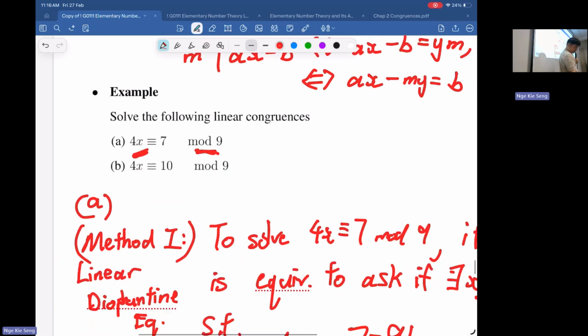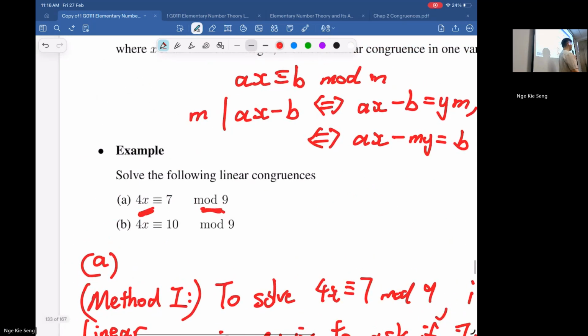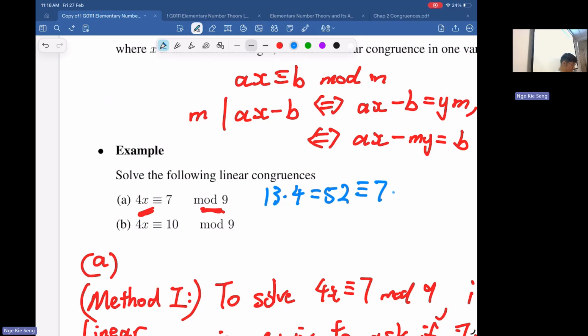You want to try a different number? Let's say, what else is 4 mod 9? 13, right? Correct? 13. So it's 13 times 4. What do you get? 52. Okay. Is 52 equal to 7 mod 9? So 52 equals to something times 9. 5 times 9 is 45. So 52 minus 45 is 7. Okay.